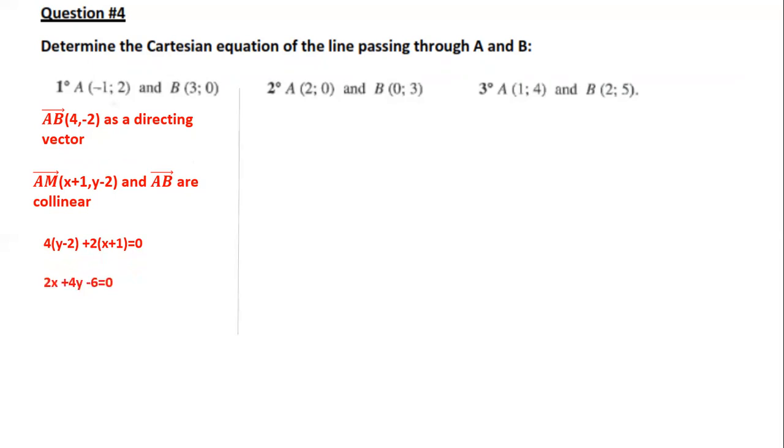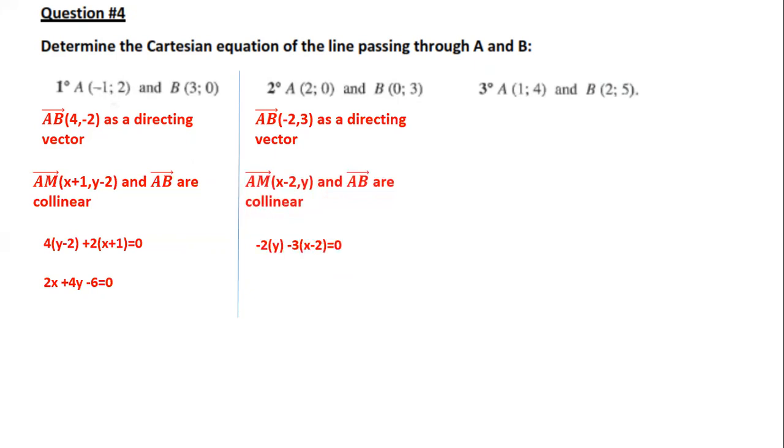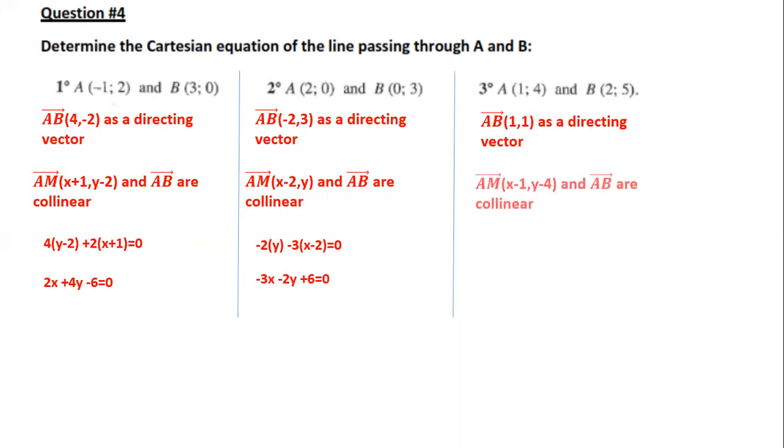The same concept in the second one. I create a vector AB and vector AM, and they are collinear, and we apply the determinant to find the Cartesian form. The same concept in the third one. So these are direct applications of how to find the Cartesian equation of a straight line that passes through 2 points A and B.